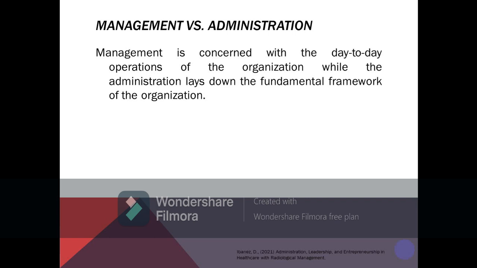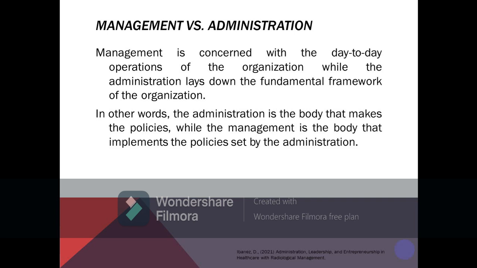Management is concerned with the day-to-day operations of the organization, while the administration lays down the fundamental framework of the organization. Therefore, the administration is only concerned with the formulation of the organization's major goals and objectives, whereas management is the body that operates to achieve those goals and objectives by following the policies and plans formulated by the administration. In other words, the administration is the body that makes the policies, while the management is the body that implements the policies set by the administration.